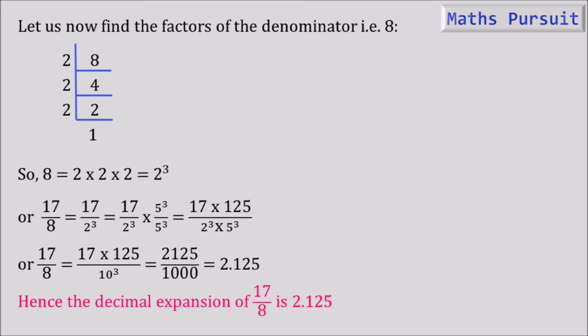Guys, it is very easy. We just need to bring the denominator in the shape of 2 to the power n and 5 to the power m, and then we can get the decimal expansion. Hope guys you understood this calculation.